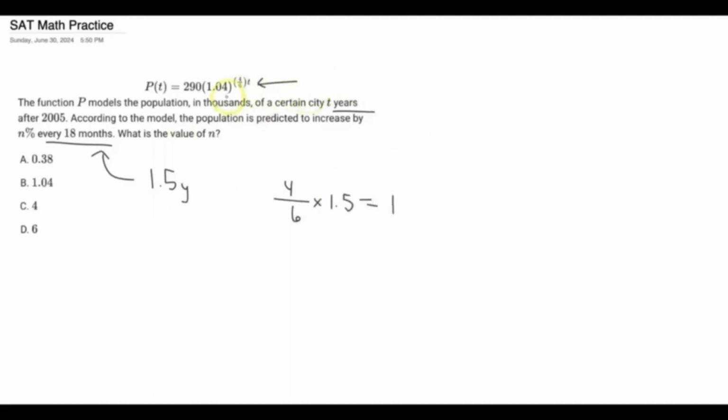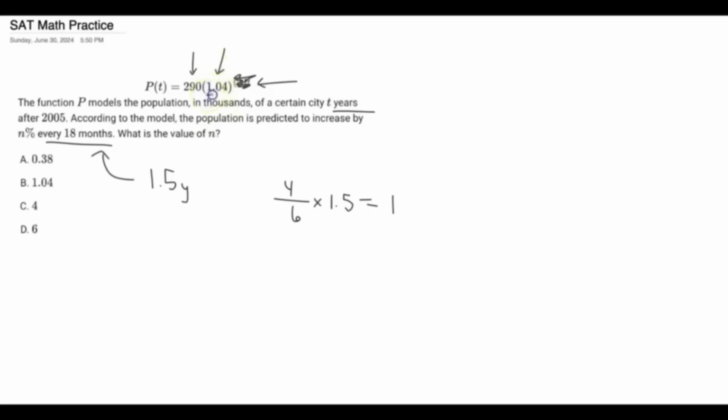So in reality, when we raise the 1.04 to a power of something, we're raising it to a power of 1. And so this is all non-negligible when we're doing this calculation. 290 is our constant, so we start off with 290,000 as our population. And then 1.04 is actually the factor that you apply, the growth factor.